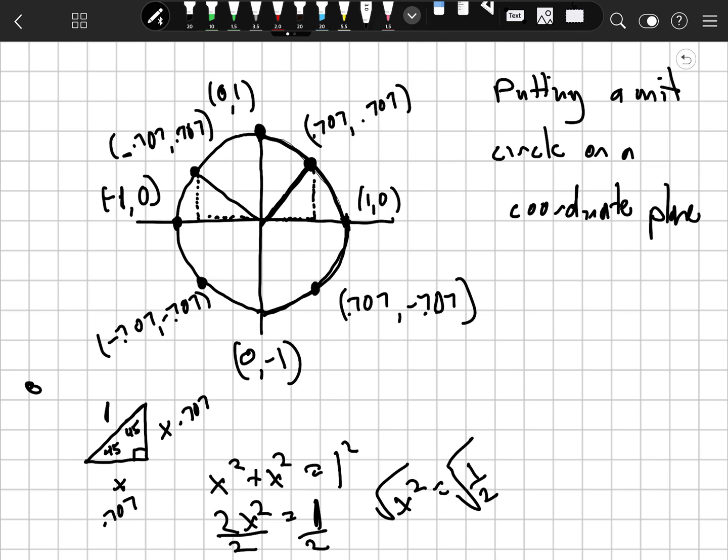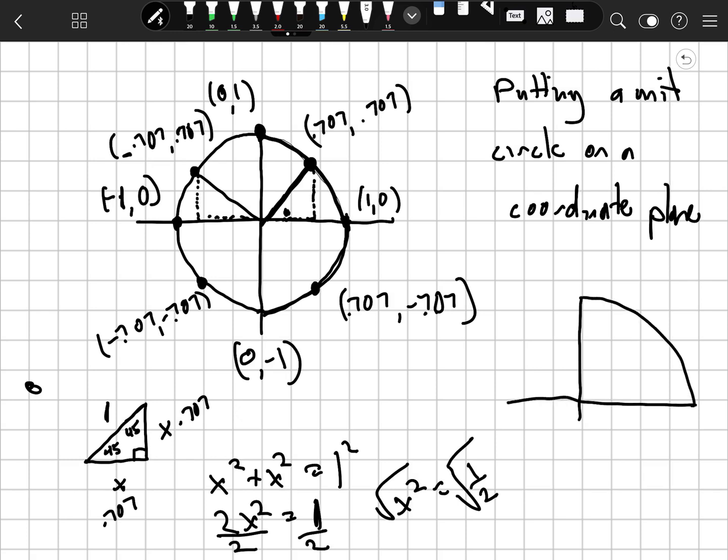Okay, so we're getting some points on the circle, but maybe the question is, how could we find any point on this circle? And the way to do it is by relating it to an angle measure here. Here we had 45 degrees. And let me just do a little more drawing space so you can kind of see how this works.